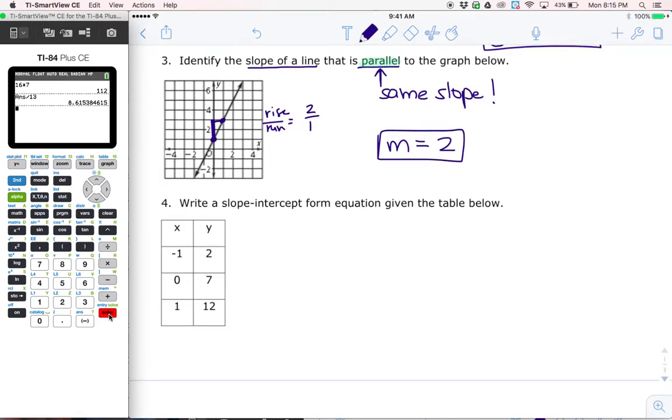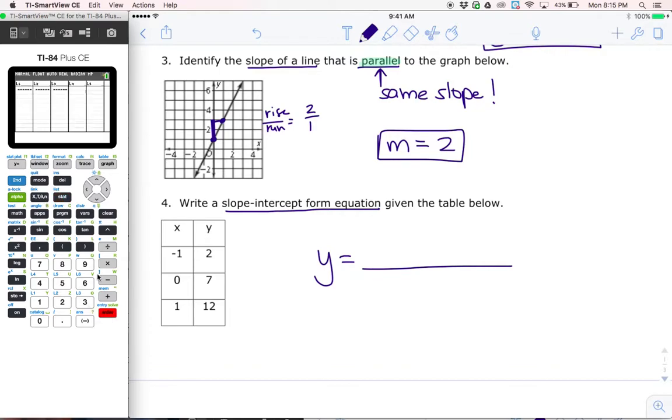Problem number 4, write a slope-intercept form equation given the table below. So we're looking for a y equals equation. This actually would not be too hard to do by hand, but I think most of us feel confident using stat edit, so that's what I'm going to do. So we're going to type these in here. We've got a -1 and 0 and 1 for our L1 for our x's, and on our y's we've got a 2 and 7 and 12.